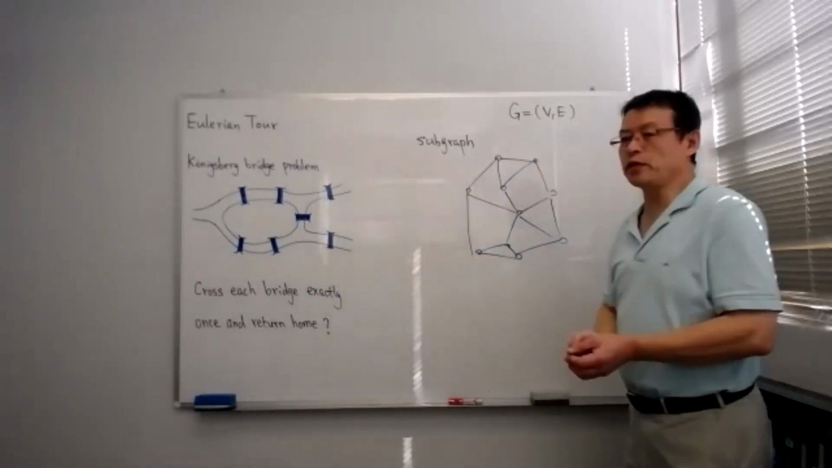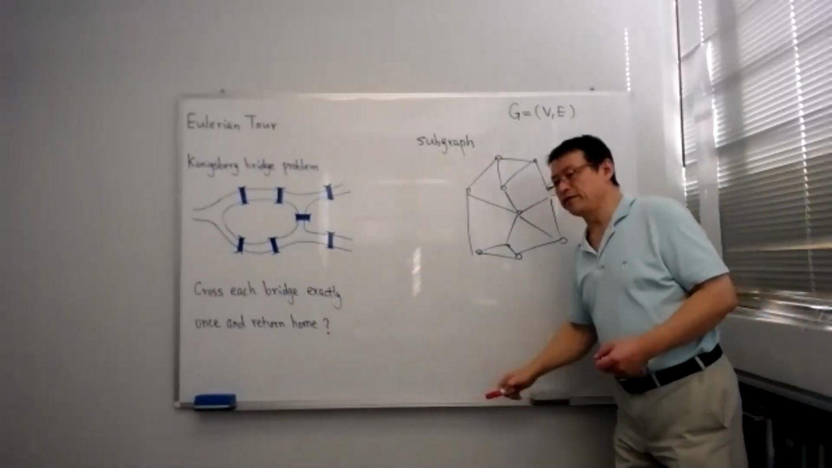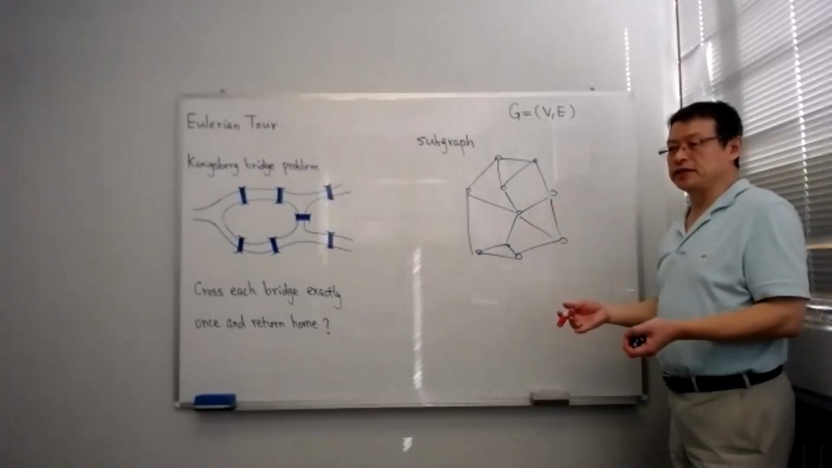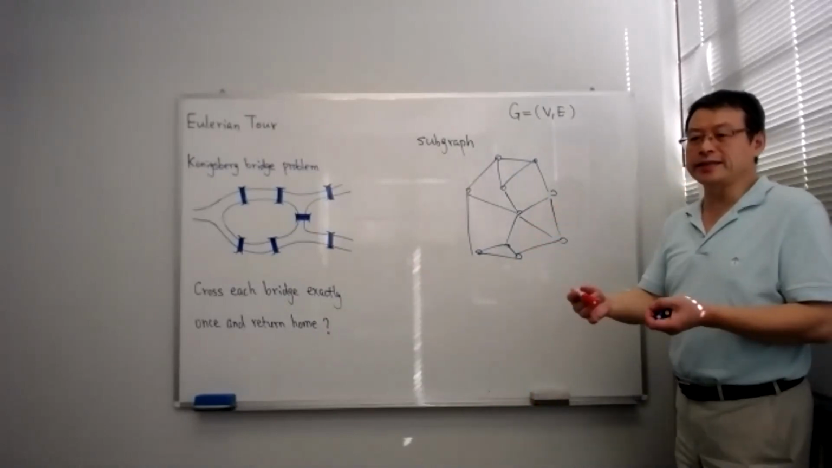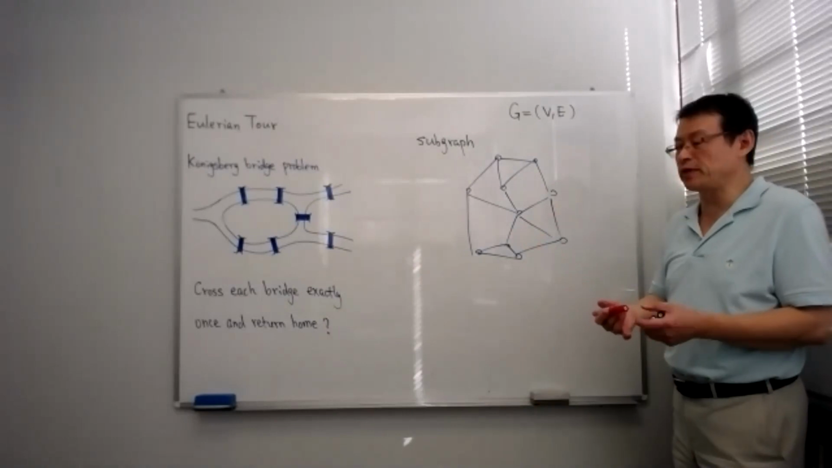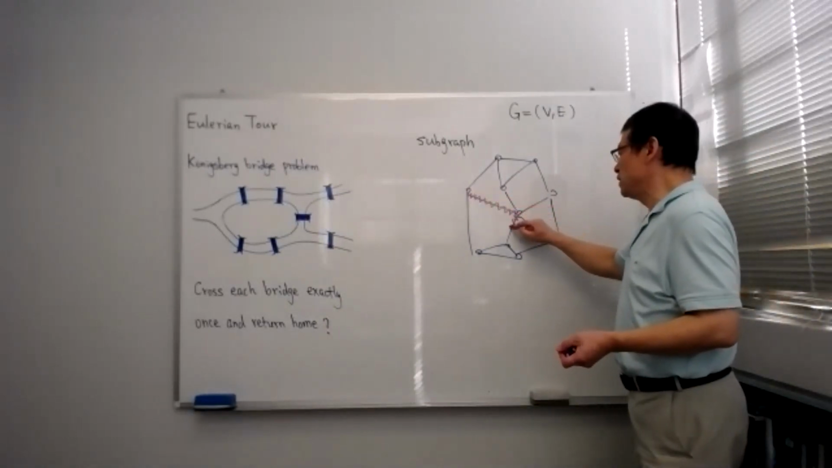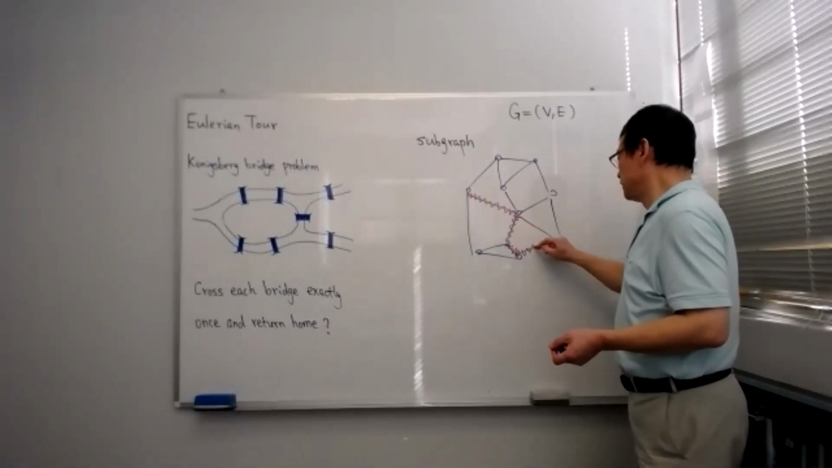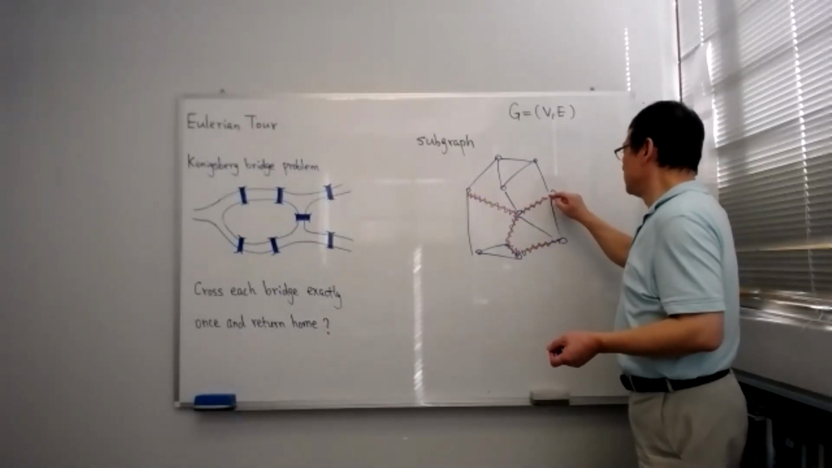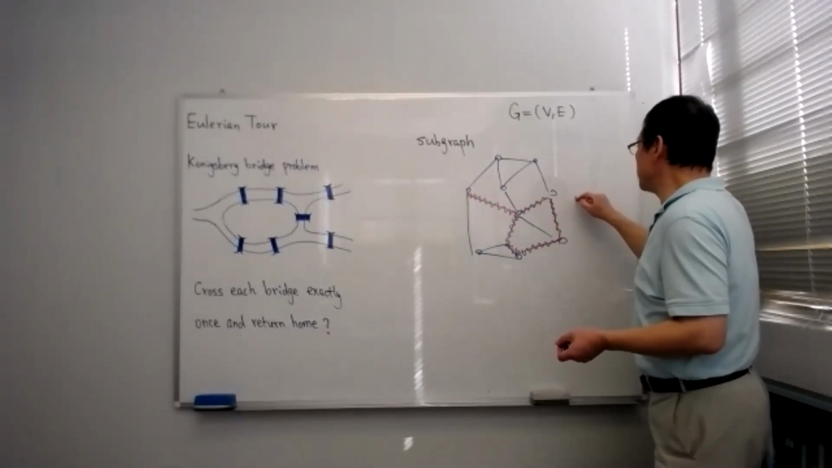For example, this is a subgraph. To form a subgraph, I delete some vertices and edges. If I look at it another way around, I take some edges, and this gives me a subgraph. So I just take some edges, along with the vertices the edges belong to, and that gives me a subgraph.